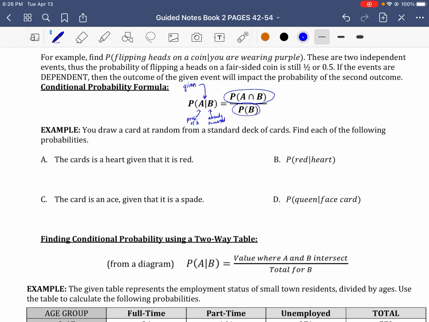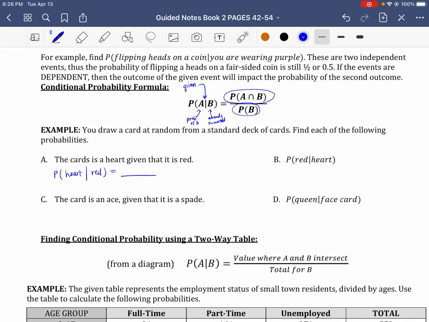So you draw a card at random from a standard deck of cards for this next example. Find each of the following probabilities. So part A says the card is a heart given that it is red. So I'm going to practice using the notation. Find the probability it's a heart given it's a red card.